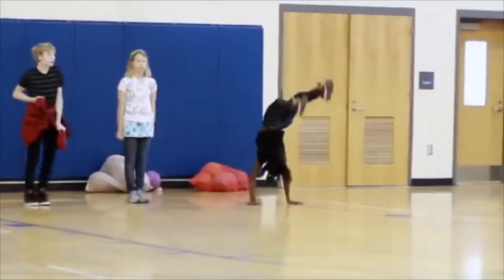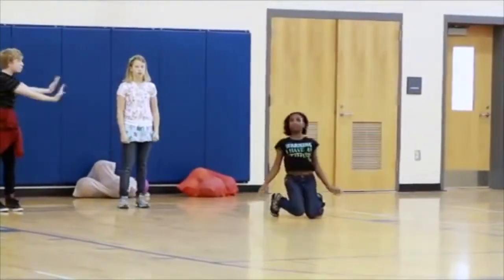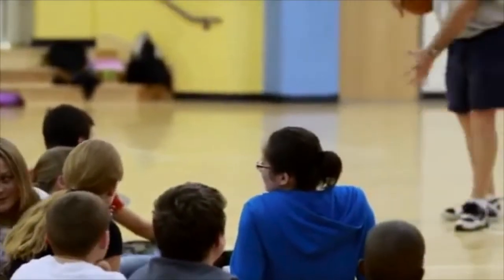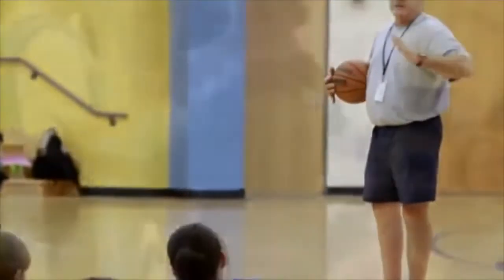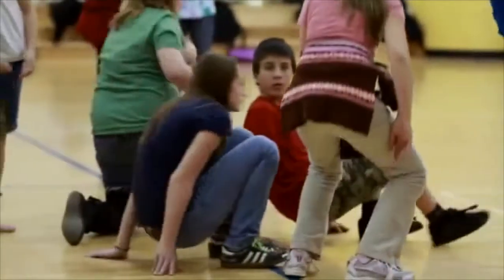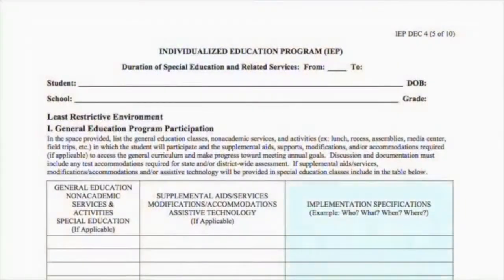Next, the team will also consider any supports and services, accommodations or modifications your child needs to be successful in general or special education classes, and in other activities such as lunch, recess, field trips, and other school functions. The IEP will be specific about when and where services will be provided.